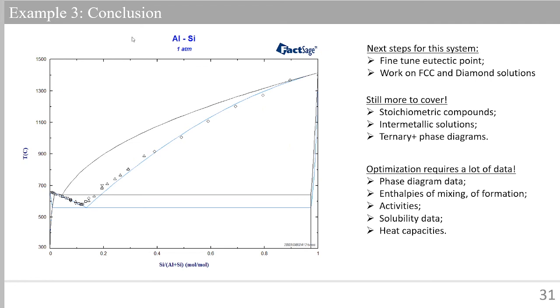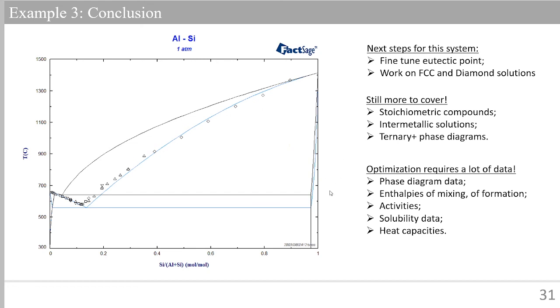We still have a lot more to cover. For example, stoichiometric compounds, we still haven't shown how to create them. Intermetallic solutions, we still need to show how to produce them. And even further than binary phase diagrams, we can do ternary phase diagrams, or even quaternary phase diagrams.